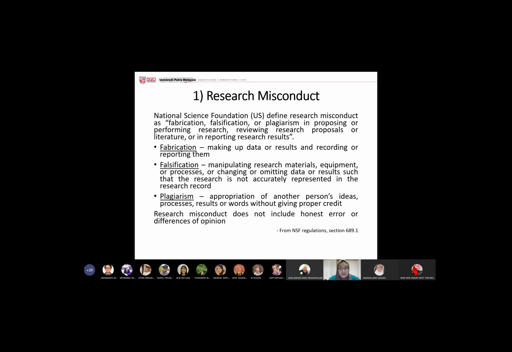Research misconduct does not include honest error or differences in opinion. So that's fine. If you have errors, or if you try to discuss certain things, it's okay to have differences in opinion with the findings or the literature that you refer to. That is fine.